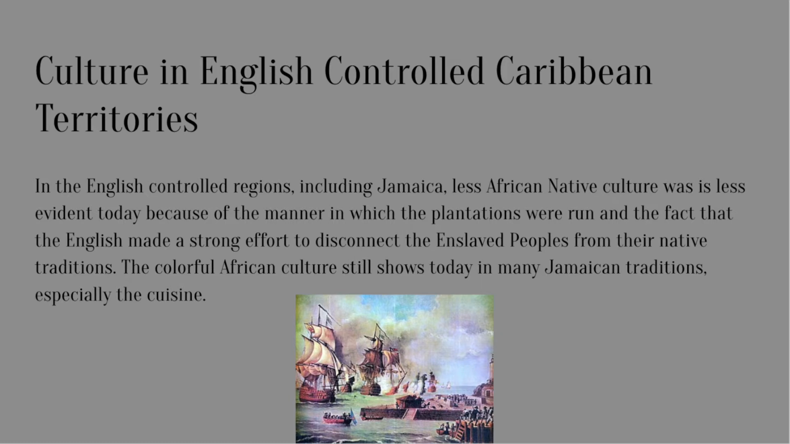A little bit more about the culture in English-controlled Caribbean territories. In the English-controlled regions, including Jamaica, less African native culture is evident today. This is because of the manner in which the plantations were run, and the fact that the English made a strong effort to disconnect the enslaved people from their native traditions. The colorful African culture still shows today in many Jamaican traditions, especially in their cuisine.